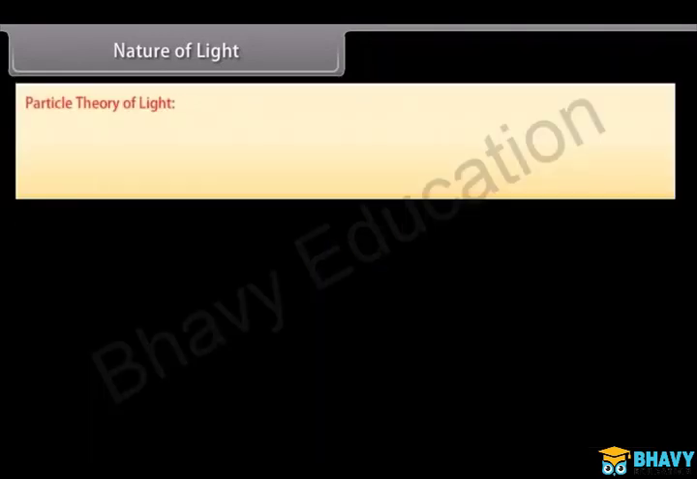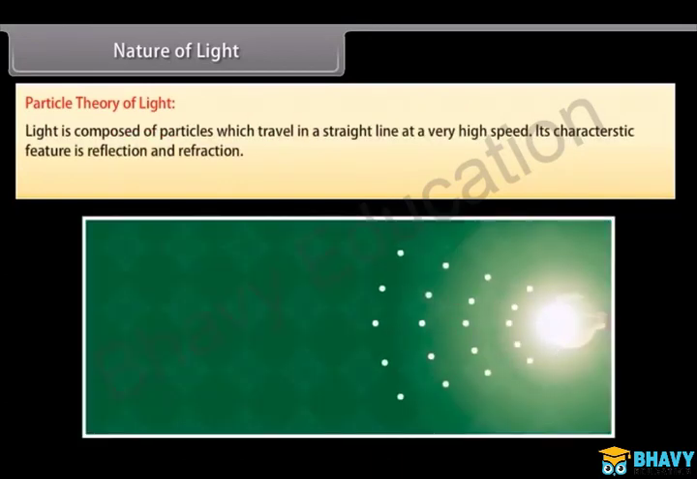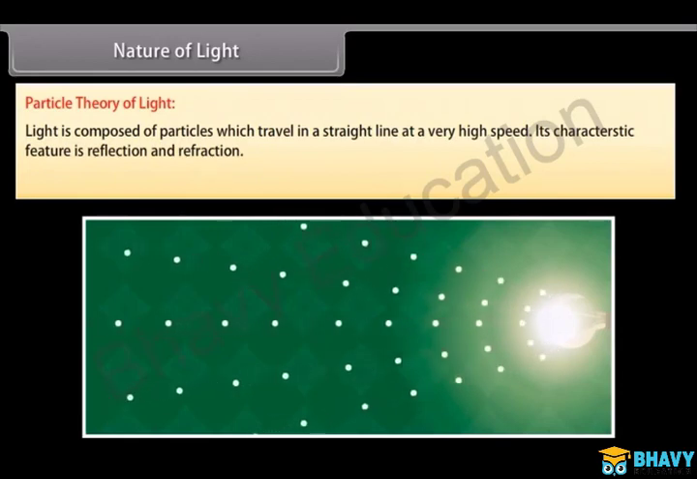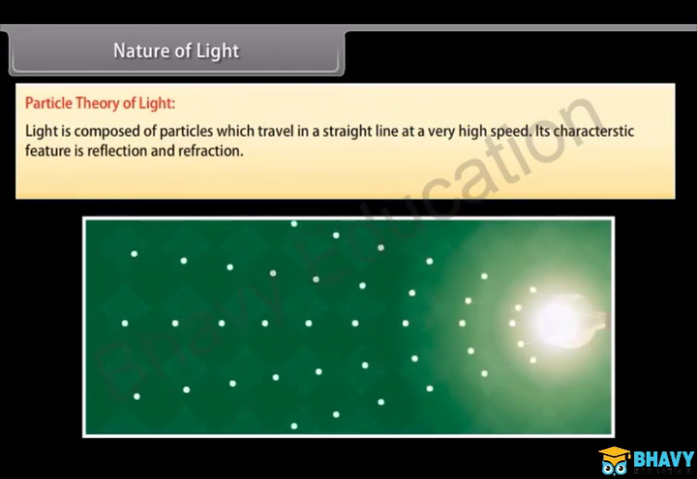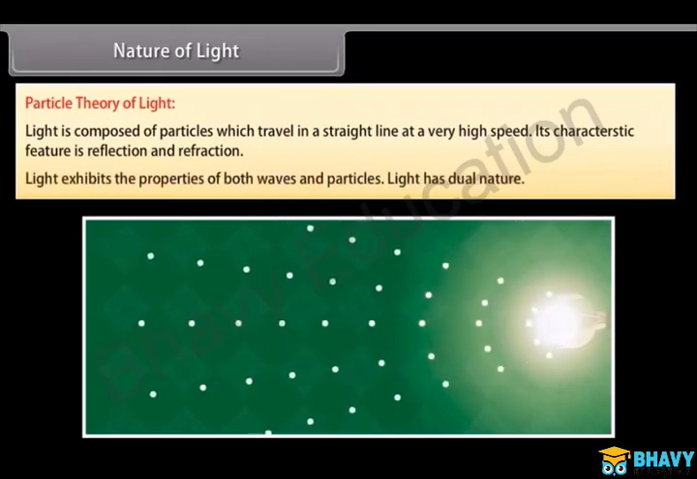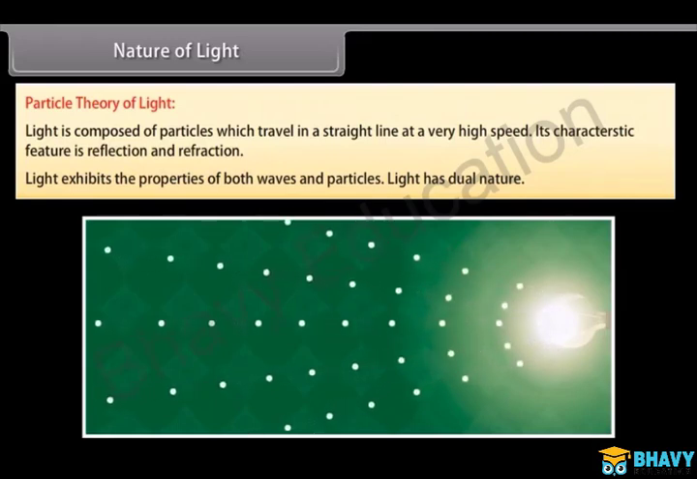Particle theory of light. Light is composed of particles which travel in a straight line at a very high speed. Its characteristic feature is reflection and refraction. Light exhibits the properties of both waves and particles. Light has dual nature.